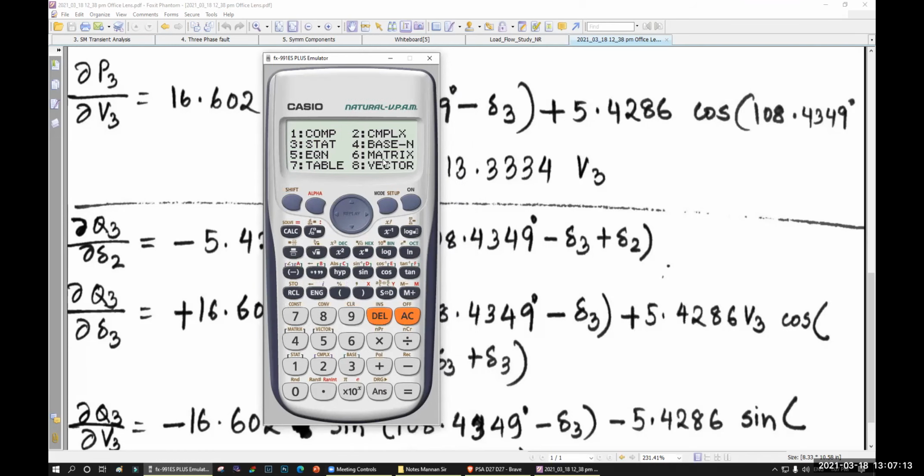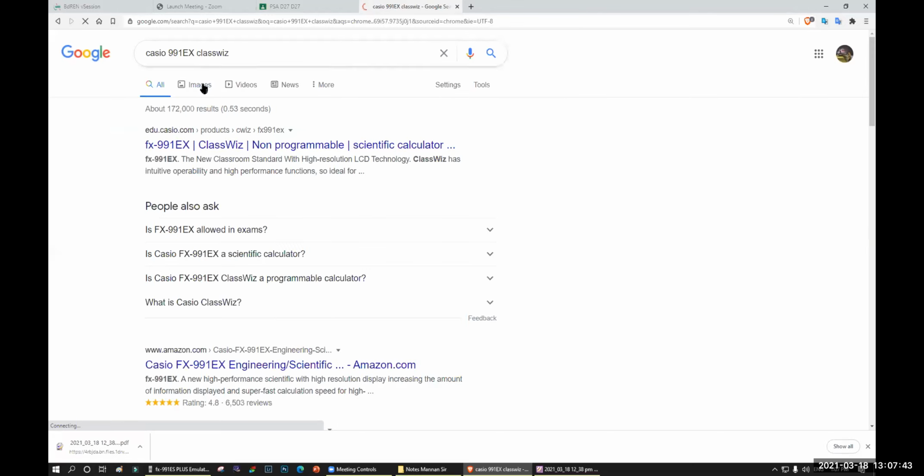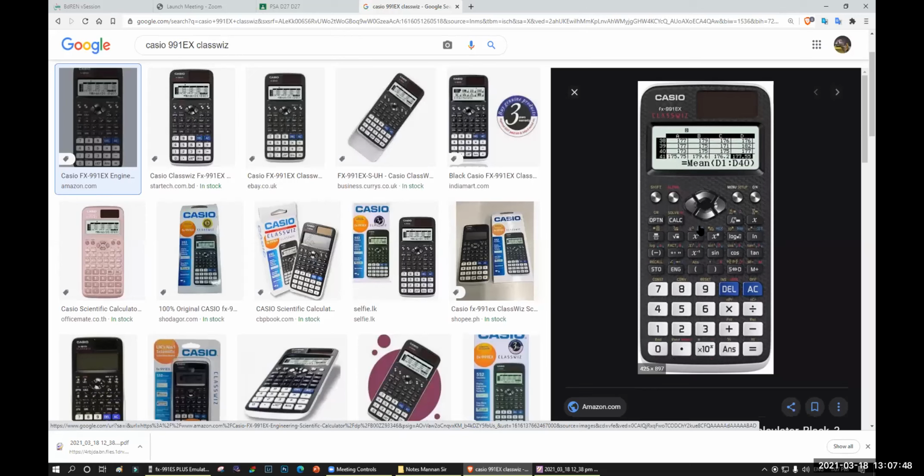If you have this calculator, you can do 3 by 3 matrix. But if you have a calculator like I do, you can do 4 by 4 matrix. Which one is this one? Casio 991 EX class, something like that. If you have this calculator, you can do 4 by 4 matrix. I have this one, so I can do 4 by 4.